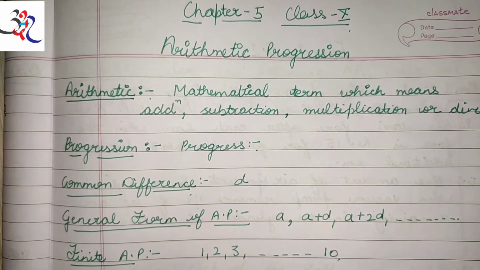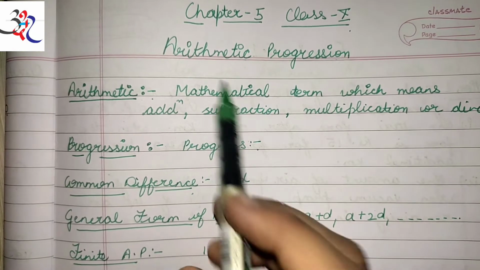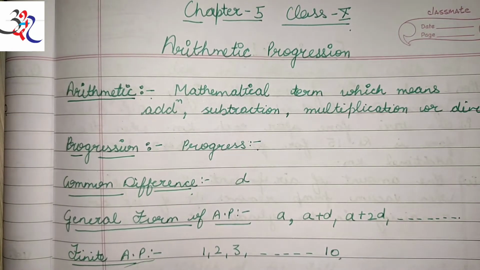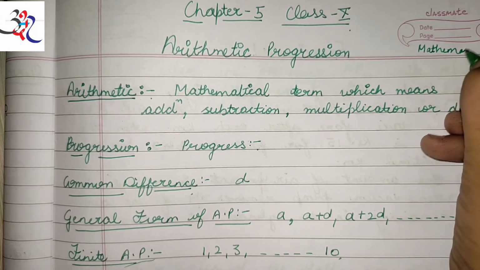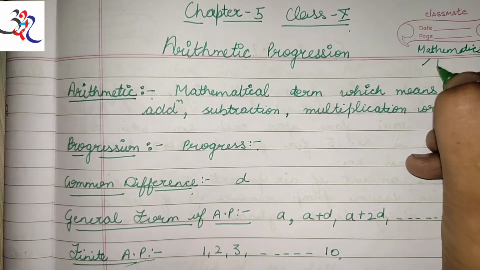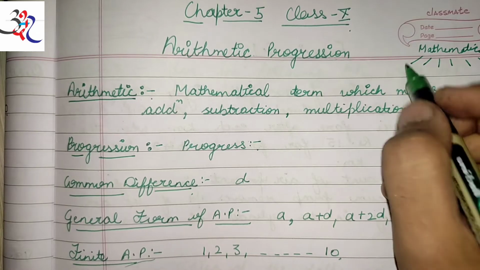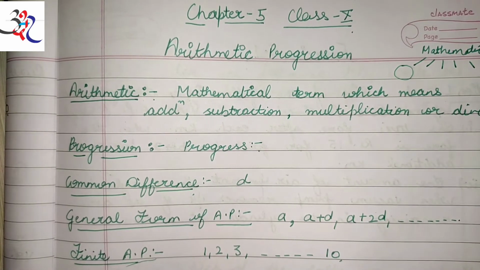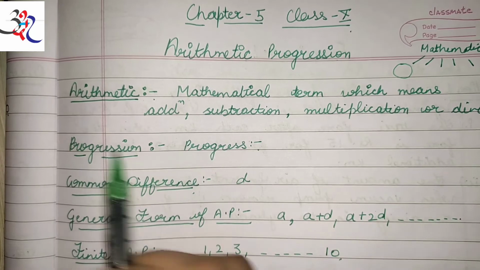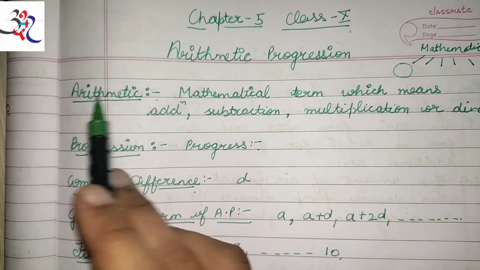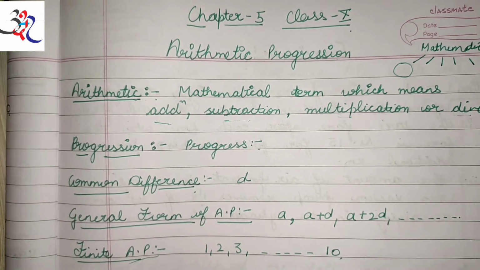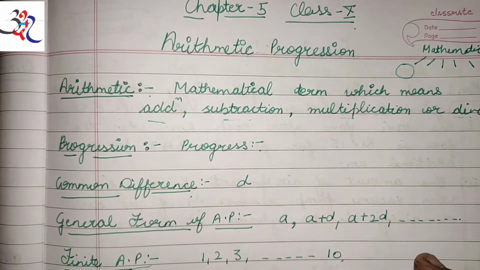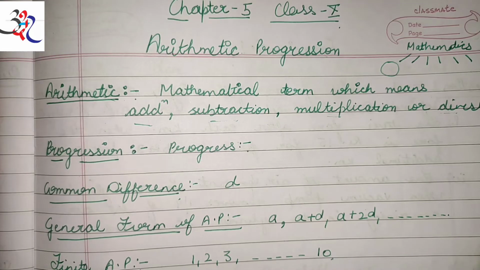It is a mathematical term because there are different types of mathematics, a classification of mathematics, and this is a part of that classification. So this is the part of mathematics only. It means that in this term, 4 basic operations of mathematics are involved: addition, subtraction, multiplication and division.